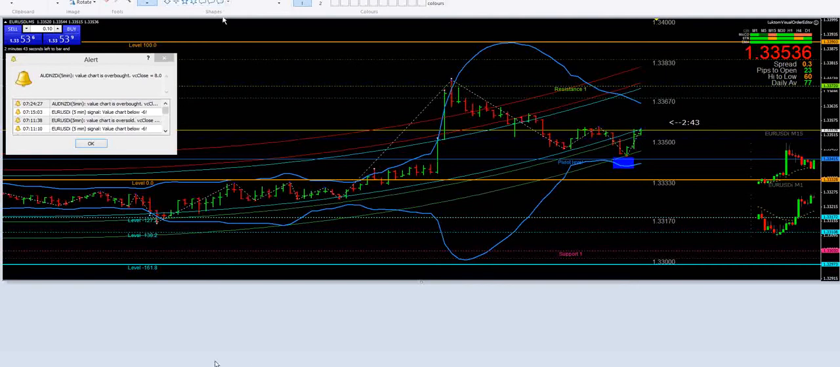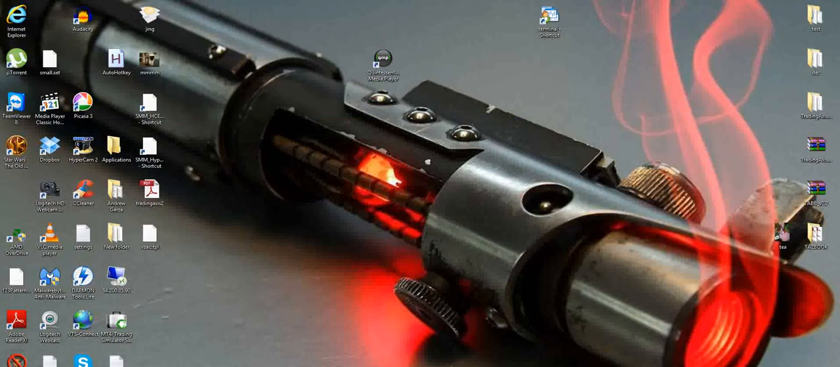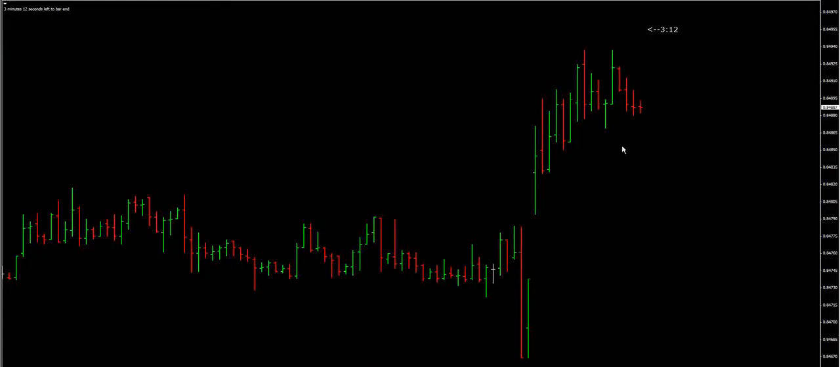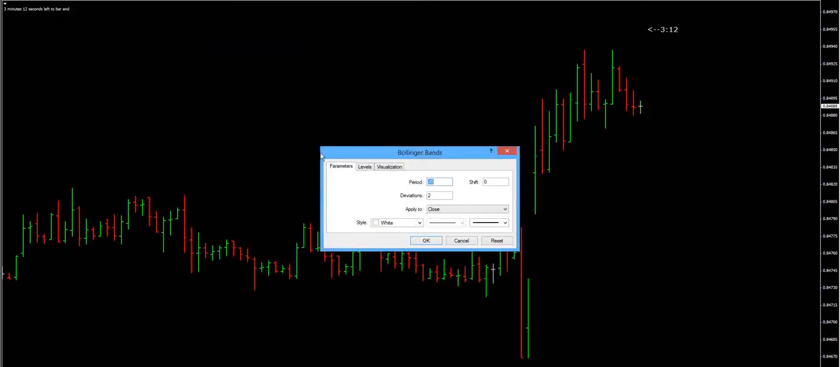Let's take a look at how you would add them to your MT4. So let me minimize this. If we go to MT4, a nice simple empty chart, you're going to go up to the top left-hand corner where it says Insert. You go to Indicators and go to Trend. It is a trend tool. And then go to Bollinger Bands. What you'll get is a little window that pops up. Period 20, shift 0, deviation 2. That's the standard settings, good enough for us for now.